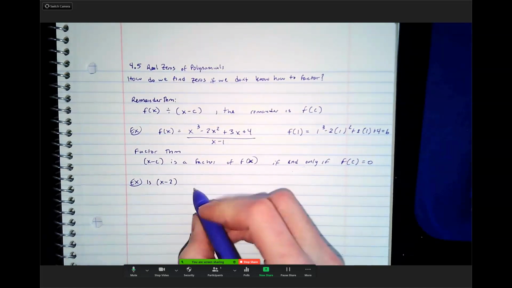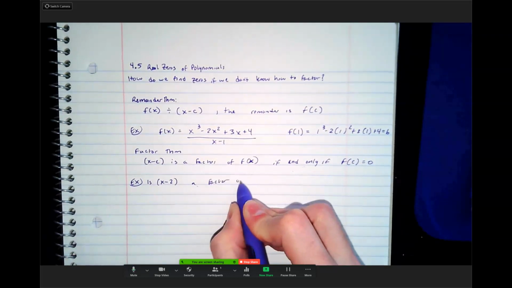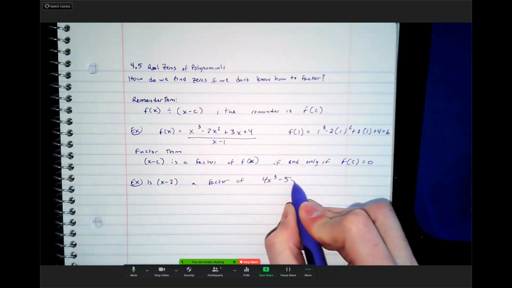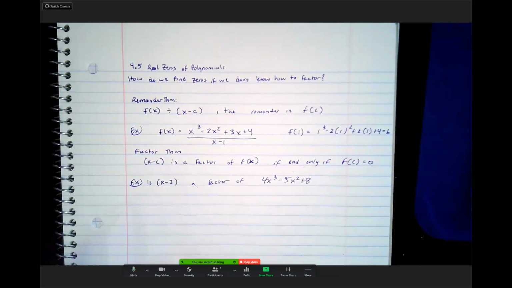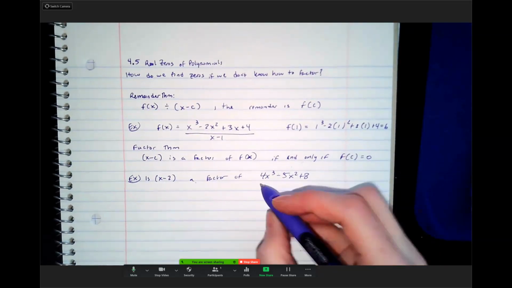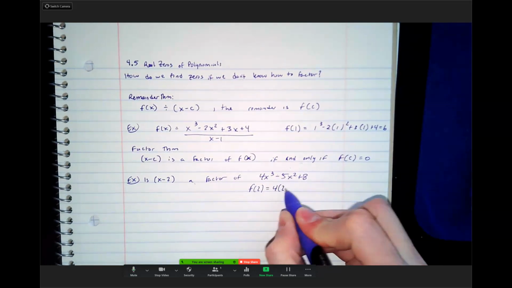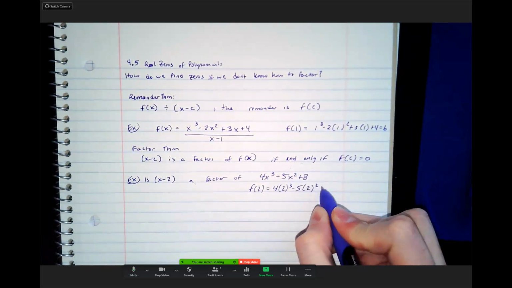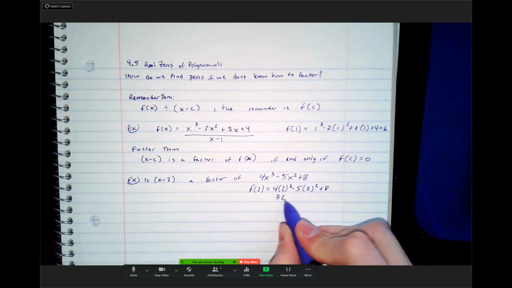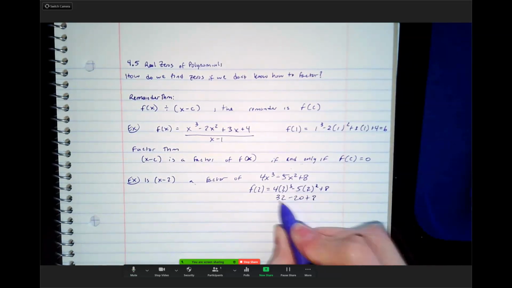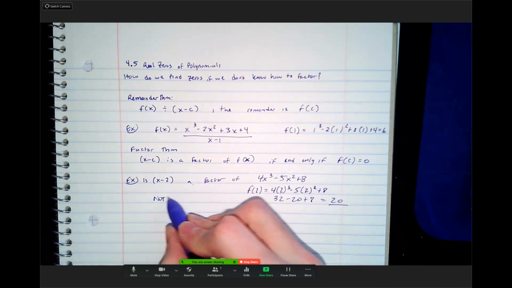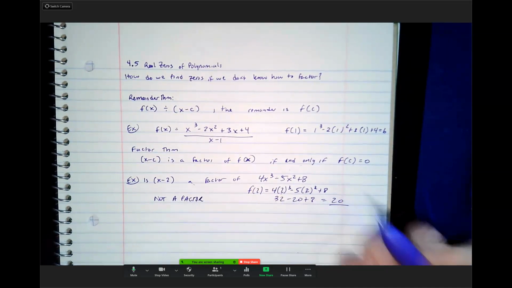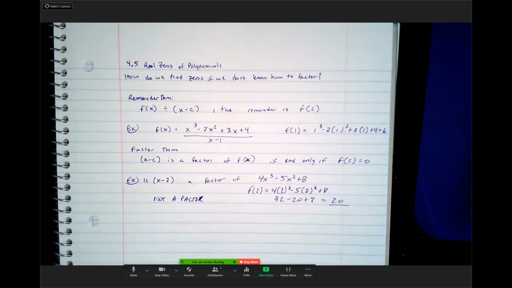Is x minus 2 a factor of 4x cubed minus 5x squared plus 8? So if this thing were factorable and this were one of its factors, how could I tell? We could divide this by this, which basically leads us to plugging in 2. 8 times 4 is 32, 4 times 5 is 20, 12 plus 8 is 20. So the remainder is 20, so it's not a factor. It's not going to help us find x-intercepts, which is the whole goal of all of this.